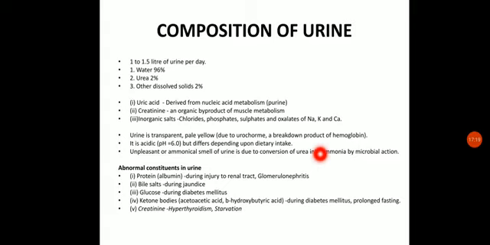Sometimes abnormal constituents may be found in the urine. For example, protein, mostly albumin, is found. This can occur when there is an injury in the urinary tract, or glomerulonephritis, which is the inflammation of the nephrons or glomerulus. An injury to the renal tract may lead to the presence of proteins in the urine.